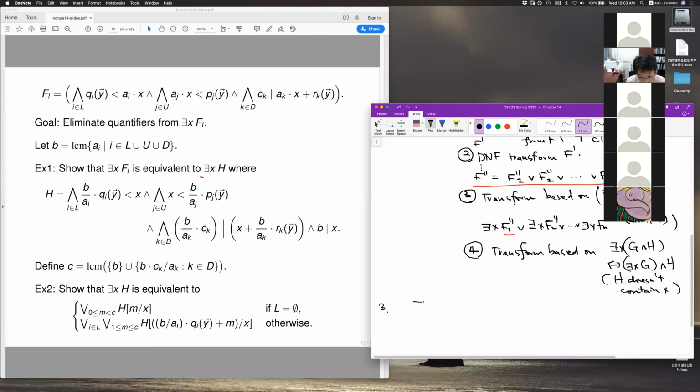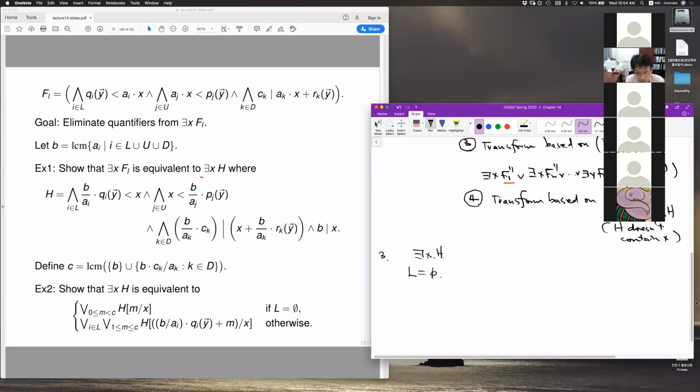So for exist x dot h, let's think about the first case where we don't have any lower bound. So the case where L is equal to the empty set. Then something funny happens. We view H as a constraint on X.